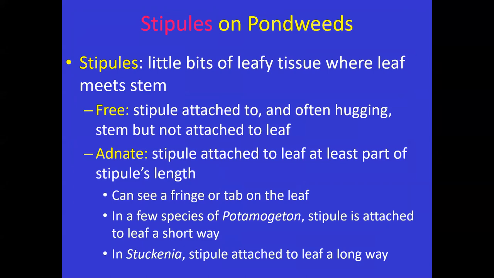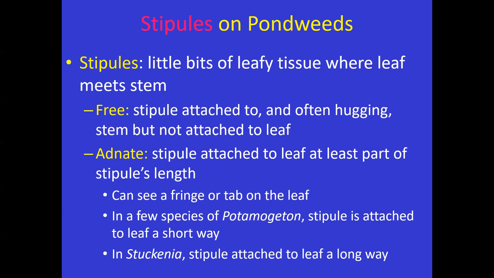Stipules are little bits of leafy tissue right where the leaf meets the stem. And sometimes they're free, meaning the stipule is attached to and often hugging the stem, but not attached to the leaf. And sometimes they're adnate. Adnate is just a fancy word for attached. It means that the stipule is attached to the leaf, at least part of the stipule's length.